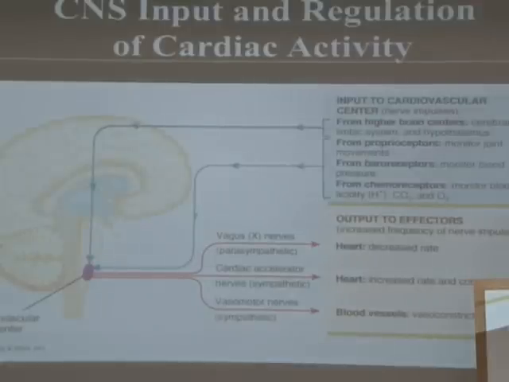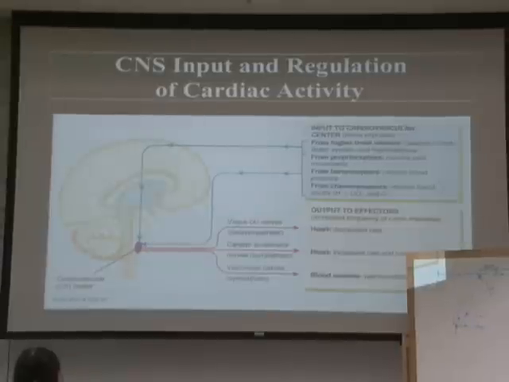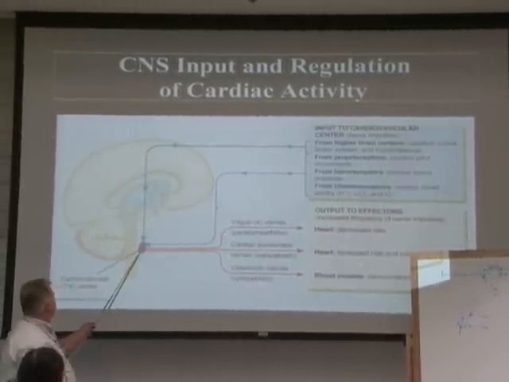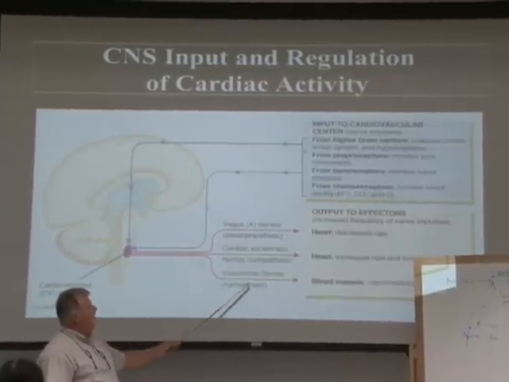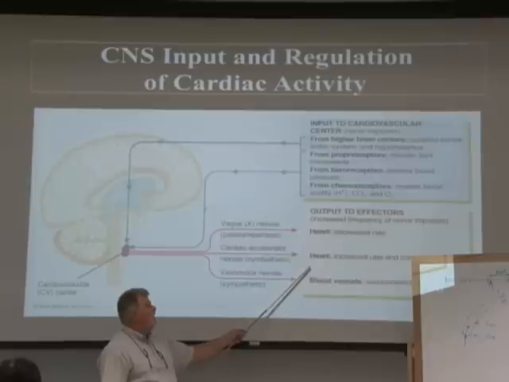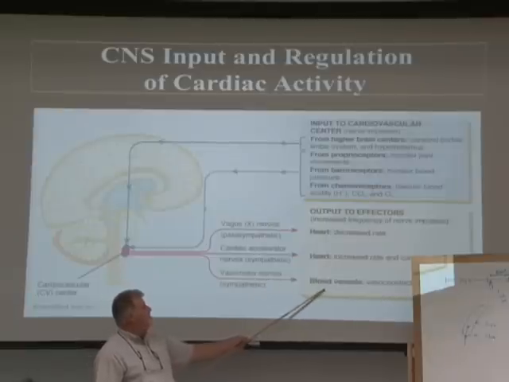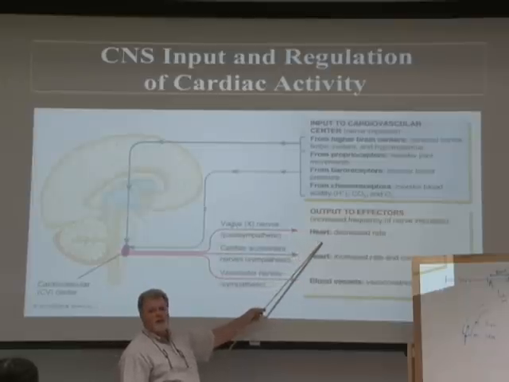So this was at the end of lecture 1, it's also at the end of lecture 2, so I'll talk about it at the end of lecture 2. Let me do this really quick. Remember, we have a cardiovascular center, and we have sympathetic and parasympathetic innervation. Sympathetic does what to heart rate? Increases heart rate and contractility. It also has vasomotor nerves that do vasoconstriction. The parasympathetic nerve to the heart is the vagus nerve, cranial nerve 10. It does what to heart rate?